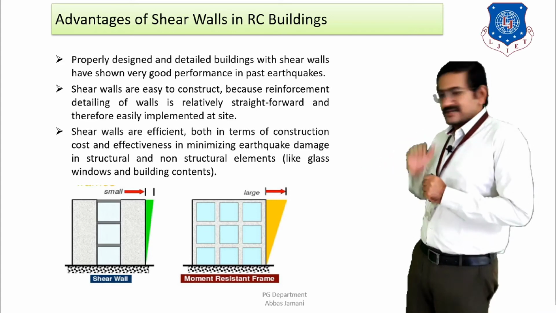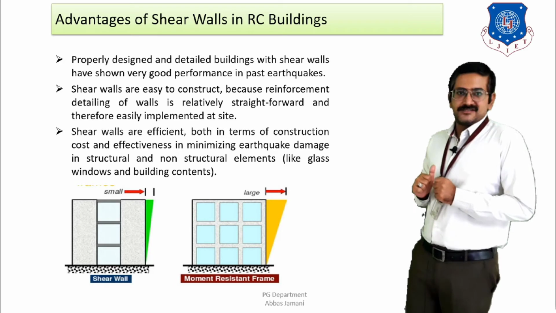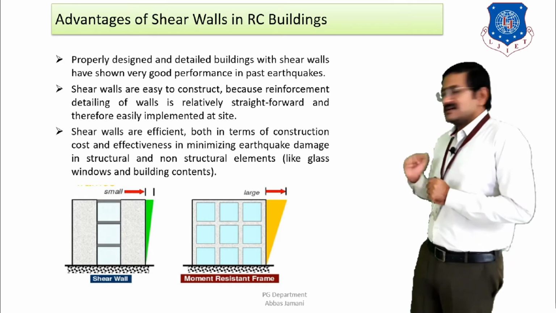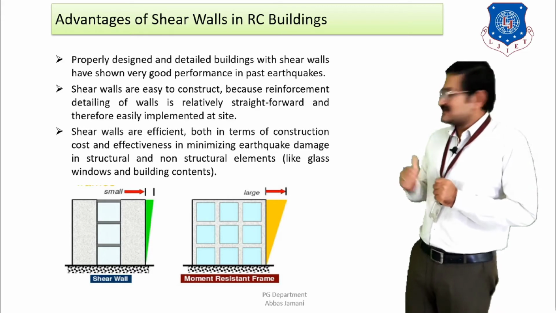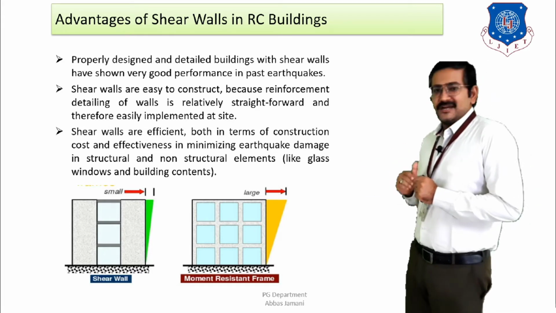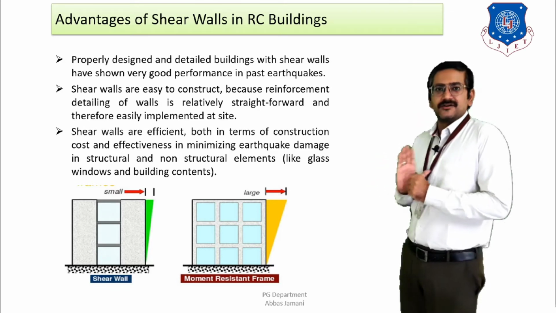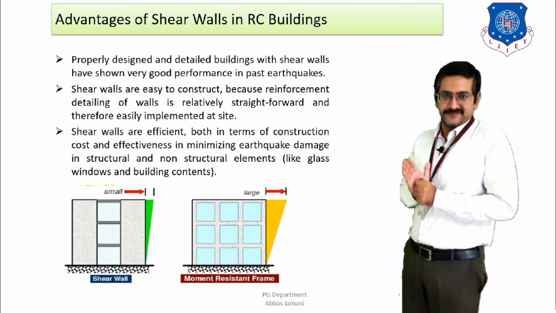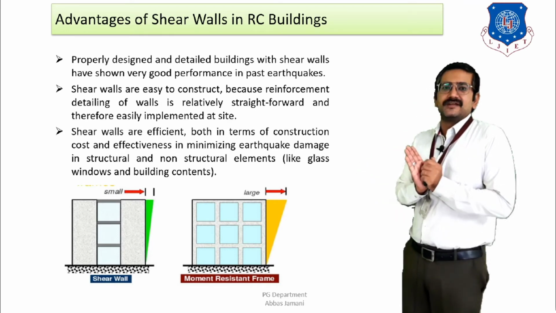So we have two figures here. In the first figure, you can see the elevation of a building with a shear wall, and in the second figure, the moment resisting frame is shown. Now, as I have discussed, the advantage is that in buildings where the shear wall is provided, the large lateral deformation is controlled to a very great extent due to the increased stiffness of the wall. And due to this increased stiffness, the displacement is greatly reduced.